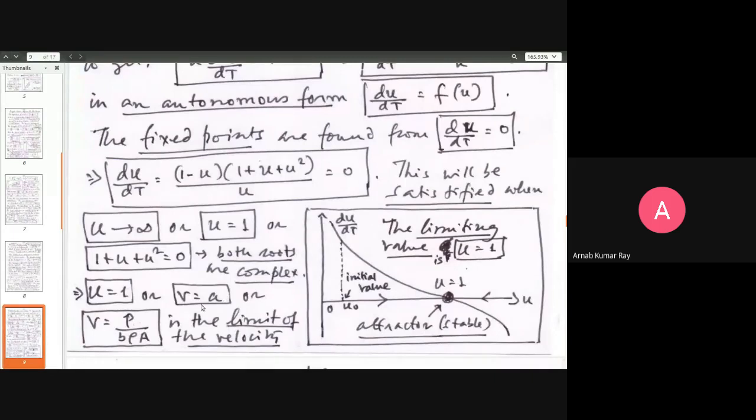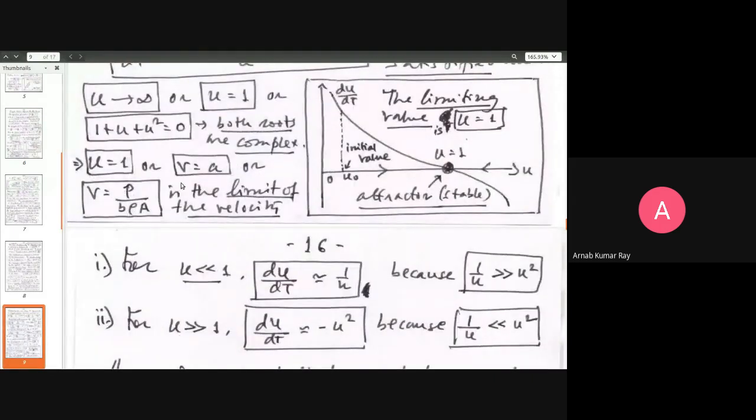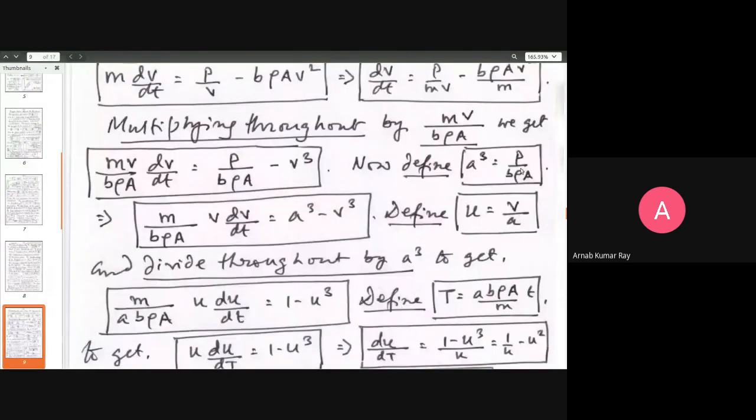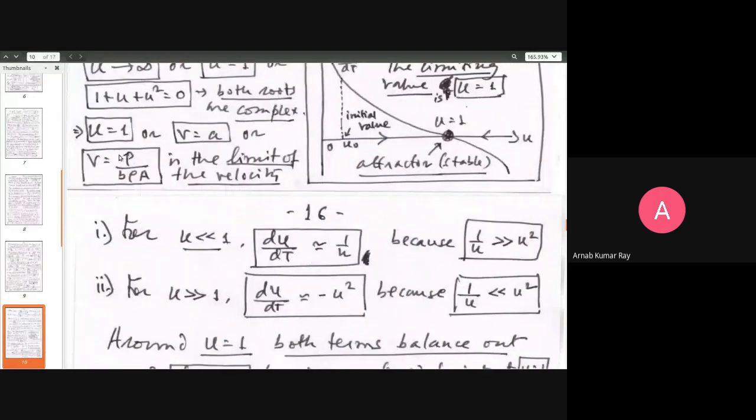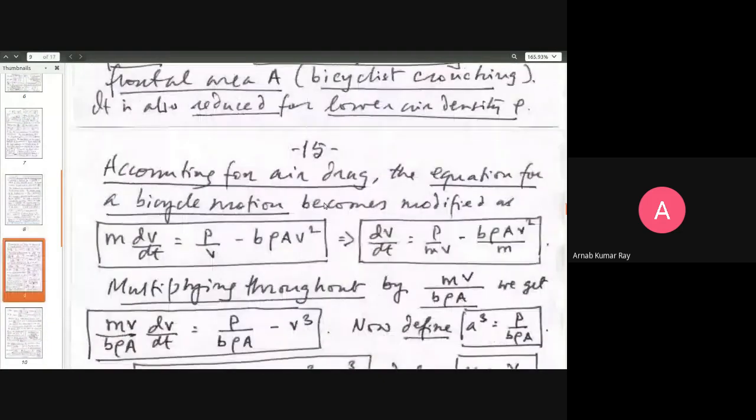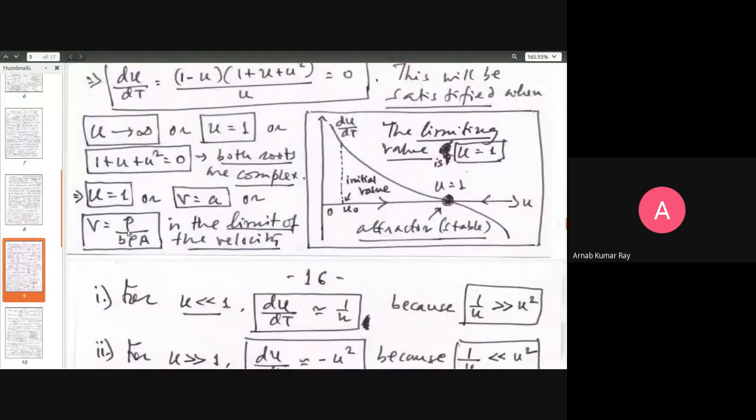And v is equal to a means, I've just made a slight mistake over here. A cubed is equal to P by B rho A, so V is equal to A, meaning this whole thing raised to the 1/3 power. I forgot to write that 1/3 power by mistake, but in your table of corrections, that correction has been made. Remember, on page 15 and 16, there's a correction to be made at the bottom formula. Anyway, let's not worry about that now.